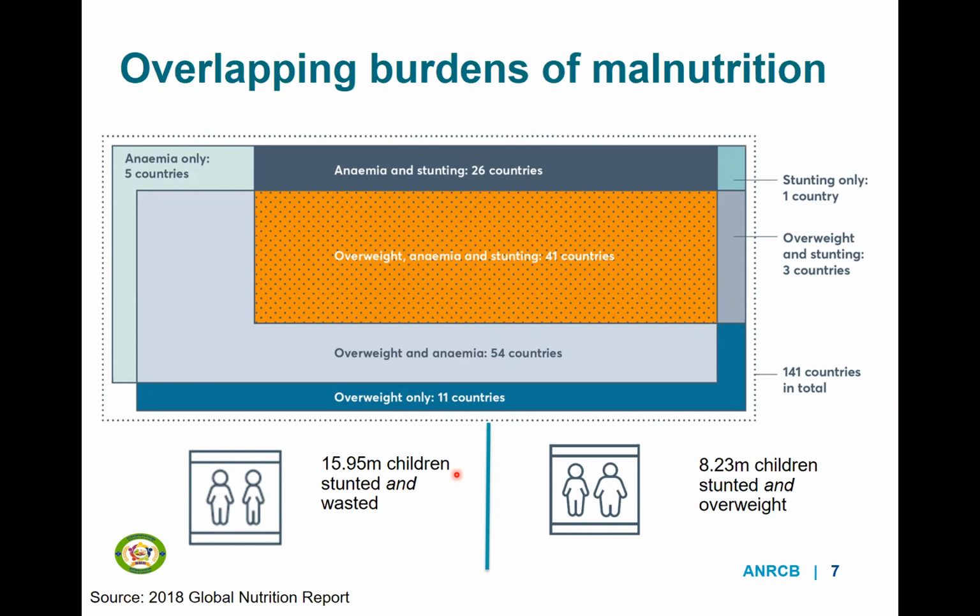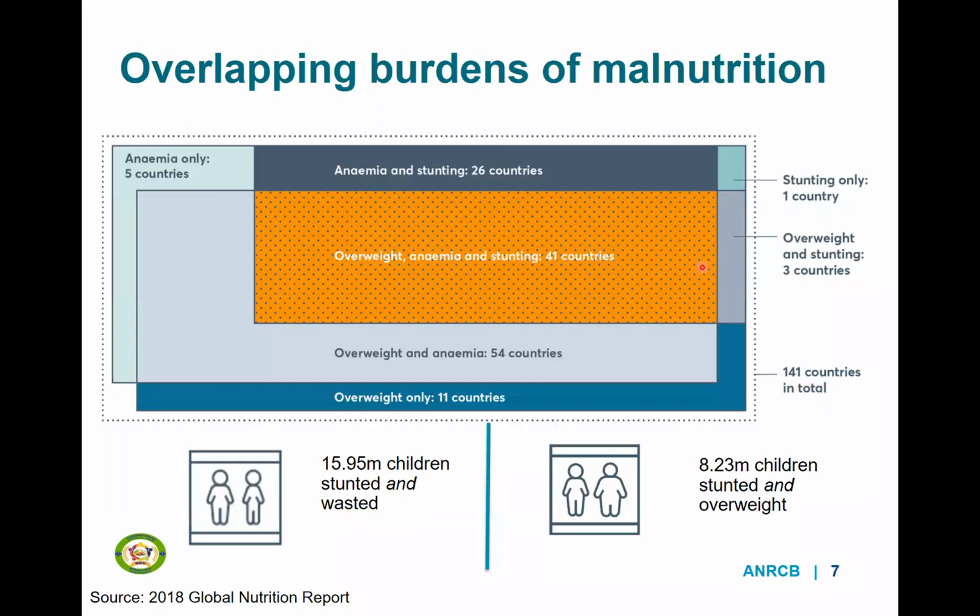This figure shows the number of countries that have multiple problems. So for example, we have 26 countries in the world that have significant problems with anemia in women of reproductive age and child stunting. We have 41 countries in the world where there is a problem with stunting in children, but also overweight and anemia in women. So what you have are these multiple burdens of malnutrition within a country.